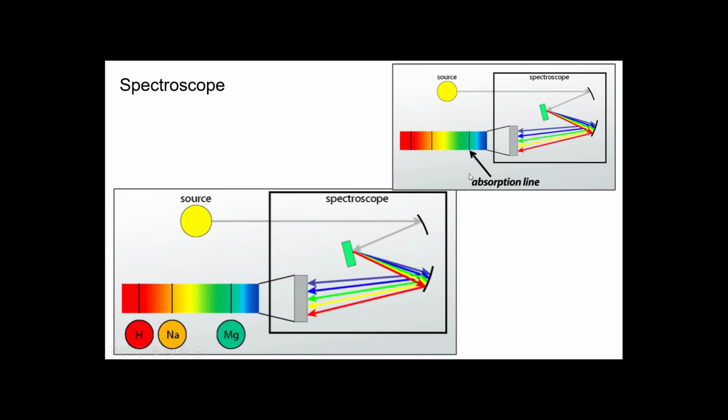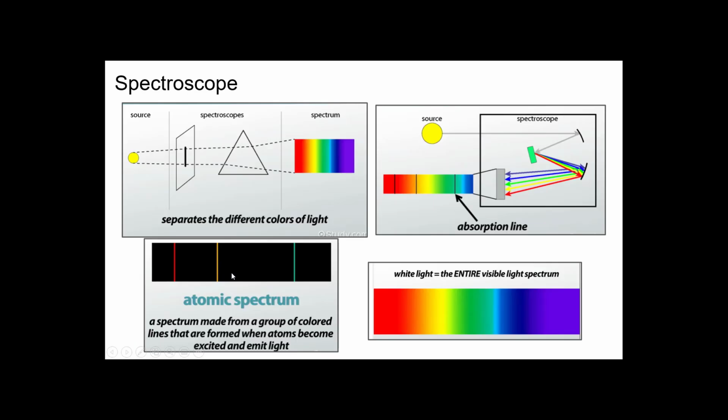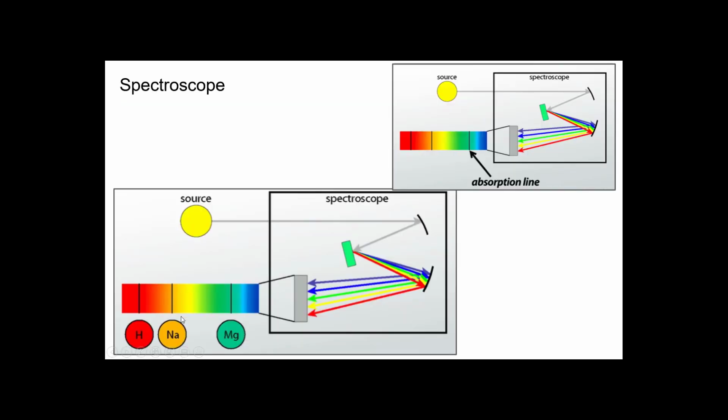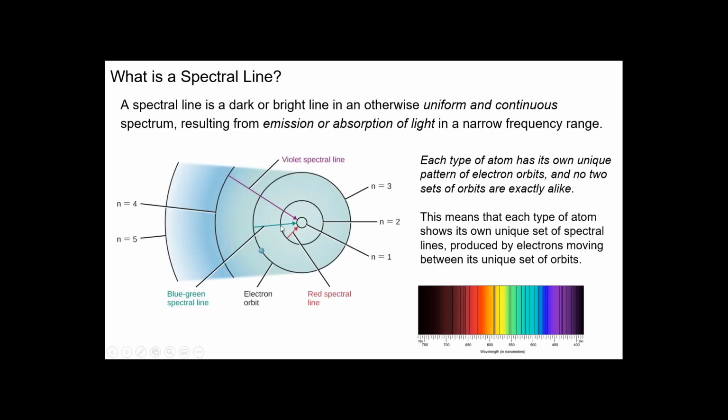So here is, actually this one doesn't show absorption. This one does. Emission. This is showing the lines that were absorbed and missing from the spectrum. I'll go more into that right now. What is a spectral line?